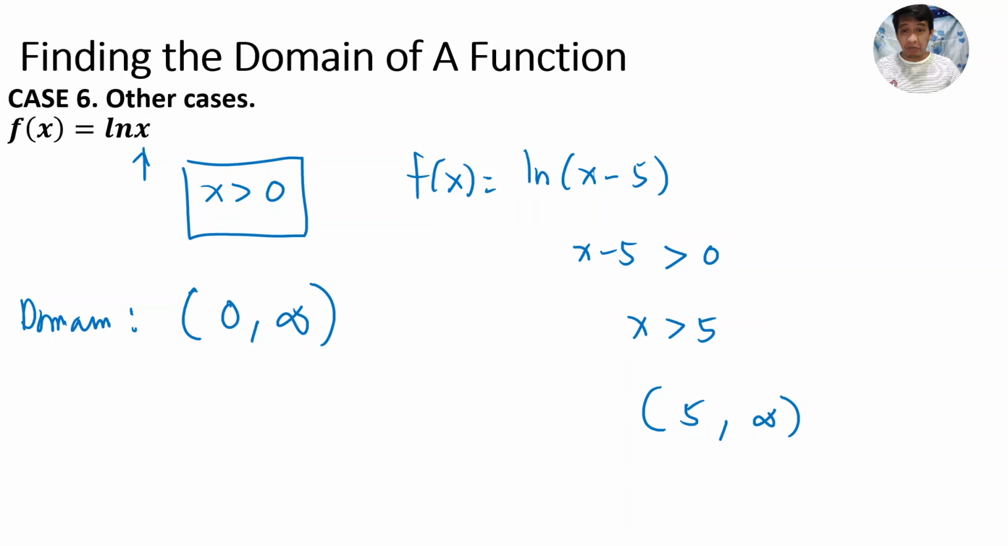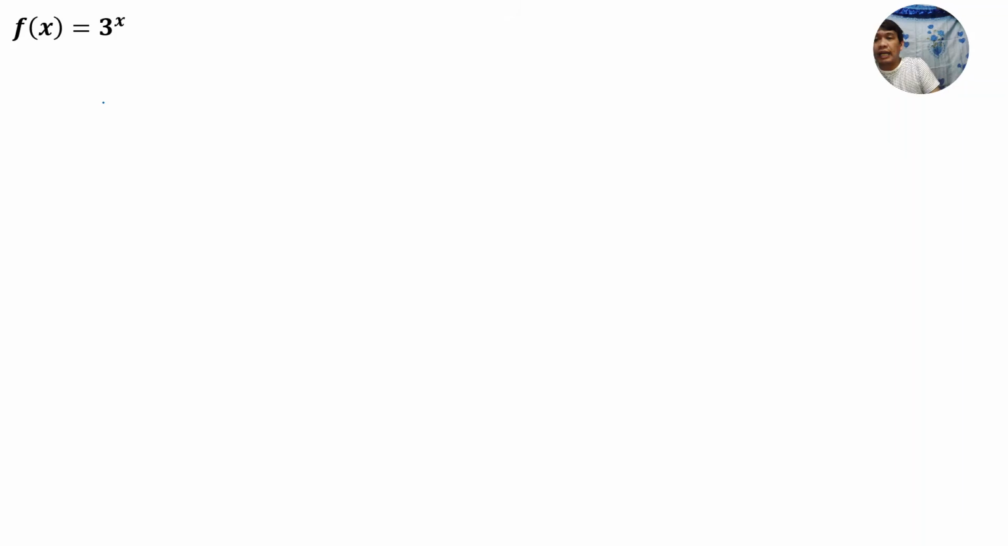So for 3 raised to x, for any exponential function, whatever value you put in the exponent, your f of x will always be defined. So therefore, your domain there, x, is the set of all real numbers. Meaning, negative infinity to positive infinity, because once you substitute any value in this interval, your function of x will always be defined.